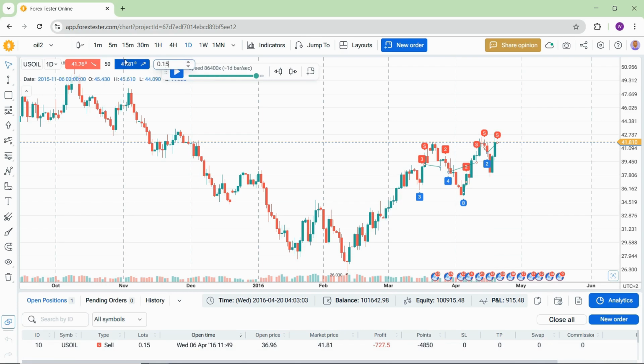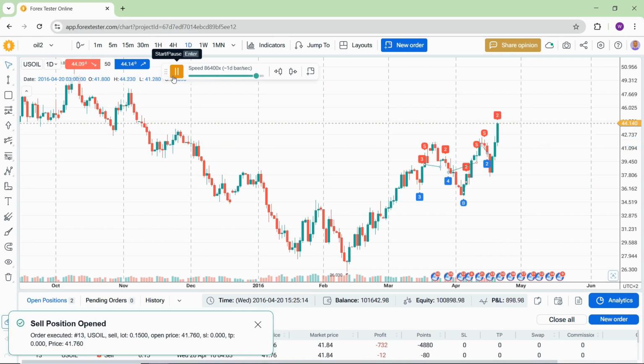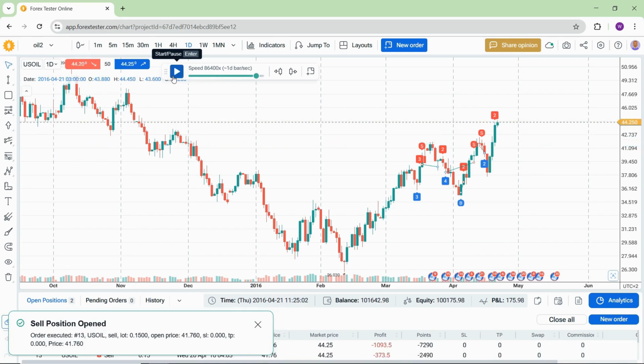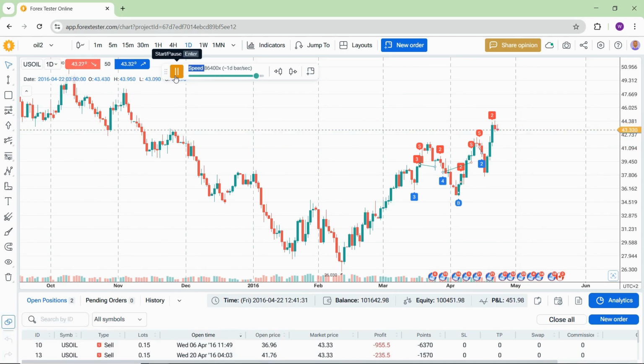So I'm going to add 0.15. Remember, when you watch this the whole way through, the idea is to exit for net gains and stay under 10% drawdown, ideally.